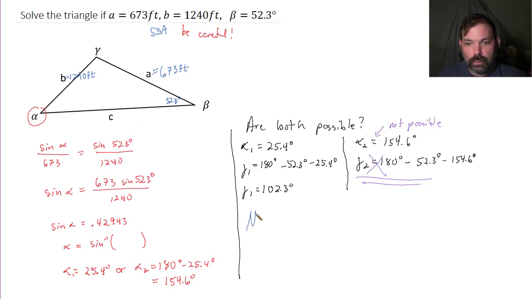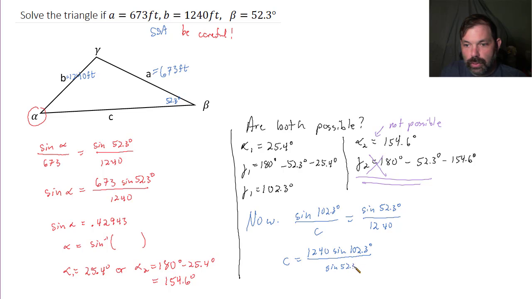So now, sine of 102.3 degrees is to C, as I would go back and use beta and B, sine of 52.3 degrees is to 1,240. Use cross products and a little algebra. C would equal 1,240 sine 102.3 degrees over sine of 52.3 degrees.